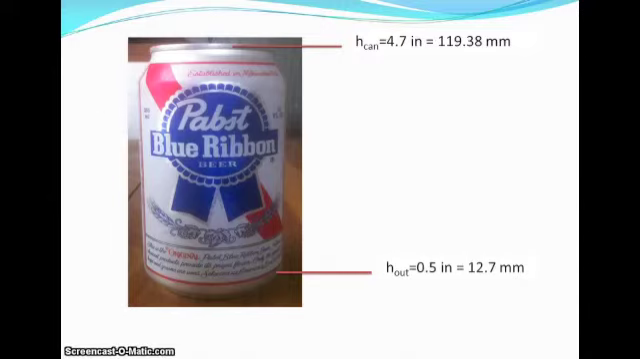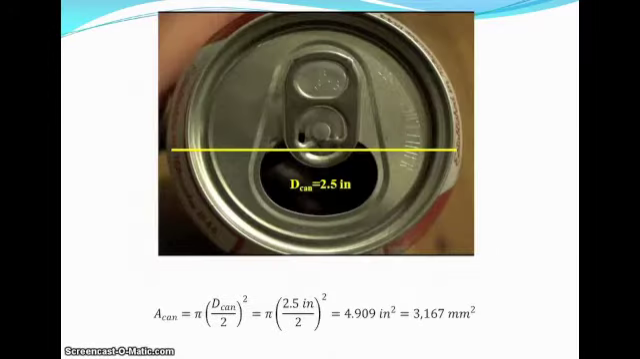Done. We begin by collecting measurements of a can of Pabst Blue Ribbon beer. The heights of the top and bottom of the can are shown here. We've also determined the diameter of the can as 2.5 inches, so the cross-sectional area of the can is 4.909 square inches. We'll convert this to SI units right away and have 3,167 square millimeters.